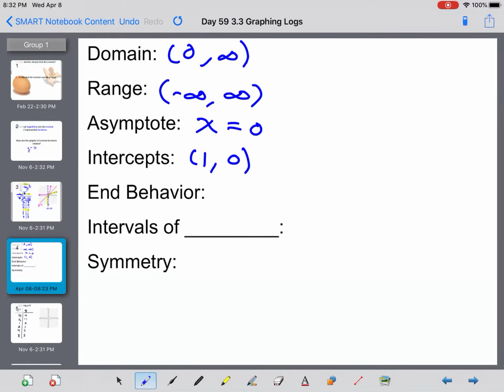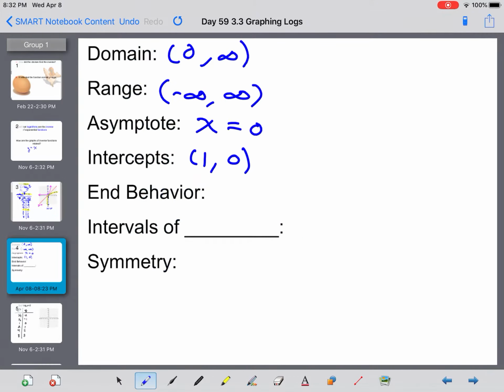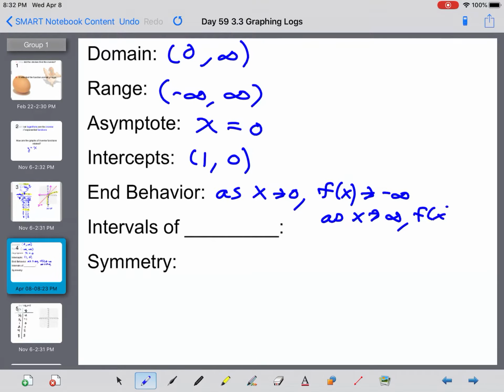As far as end behavior here goes, we'll just look at what it's doing. Since x doesn't approach negative infinity, what x does do is x approaches 0. So maybe we'll just work with it that way. As x approaches 0, what is y doing? Well, y is going down to negative infinity. My y values are getting really, really small. And then as x approaches positive infinity, my y values are getting bigger. So they are approaching positive infinity.